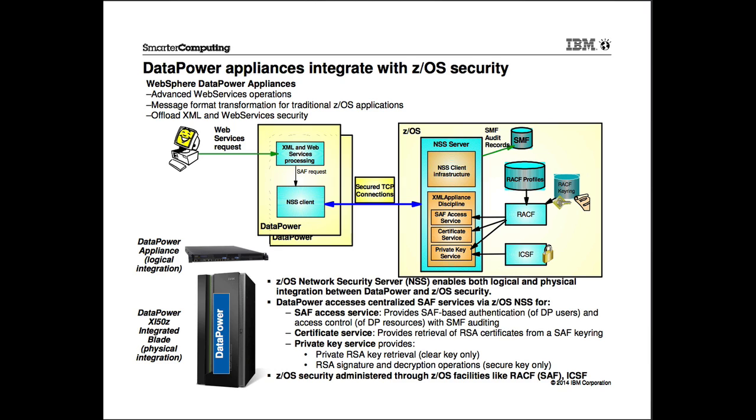So DataPower can use what we call the NSS server, which is the network security server. DataPower can act as a client to that, and using that, DataPower can access key rings. It can access security information on the host like RACF. So a user can come into a DataPower box using their z/OS user ID. DataPower can go to z/OS, look it up in RACF, and say, yeah, this guy's authorized, that guy's not. So it can offload some of the security work from z/OS to the DataPower appliance.